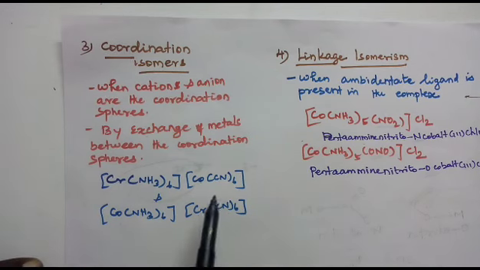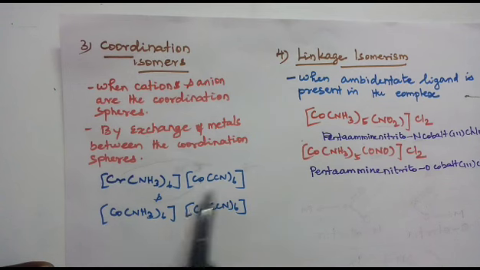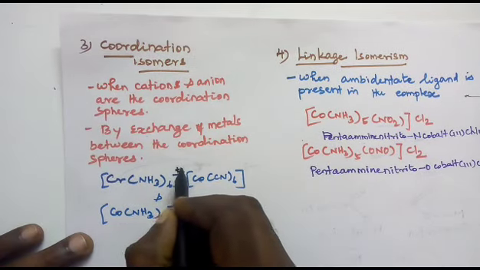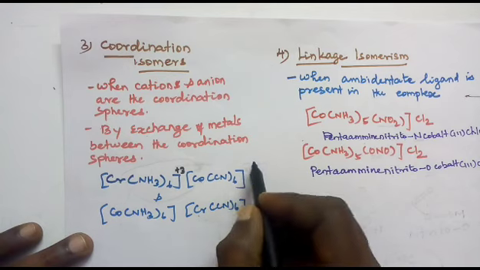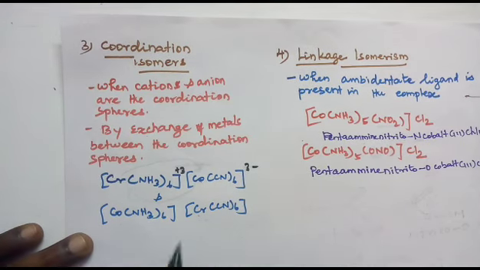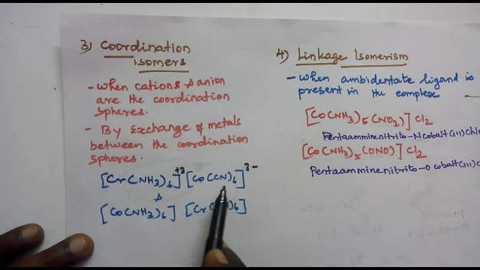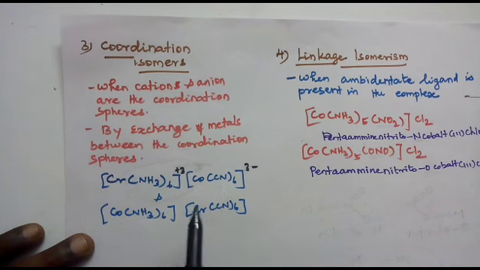But here it is not like that. Positive ion and its counter ion, both are coordination spheres only. This one is hexaamine cobalt 3, so its charge is +3. This is hexacyano cobaltate 3, so here its charge is 3-. So cation, anion, both are complexes. Both are coordination spheres. In this sort of complexes we observe coordination isomers.